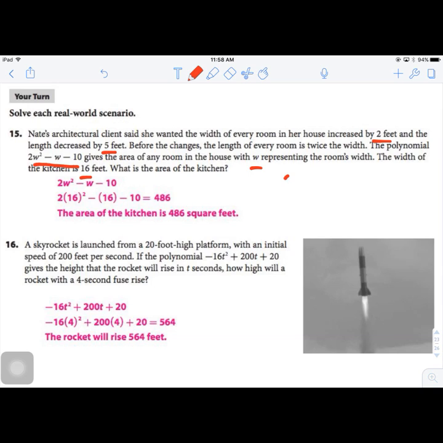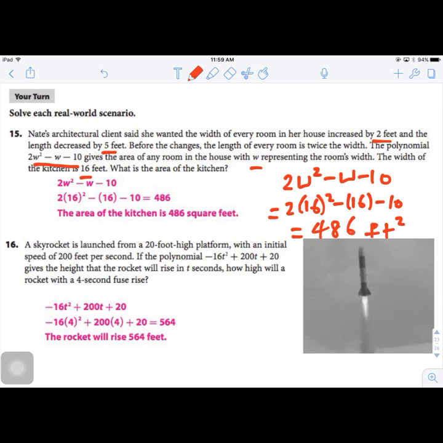So given the expression 2w squared minus w minus 10, we are going to substitute the width, which is given, that is 16 feet. And we're going to solve, and we get a total of 486. And that is feet. And area should be squared.